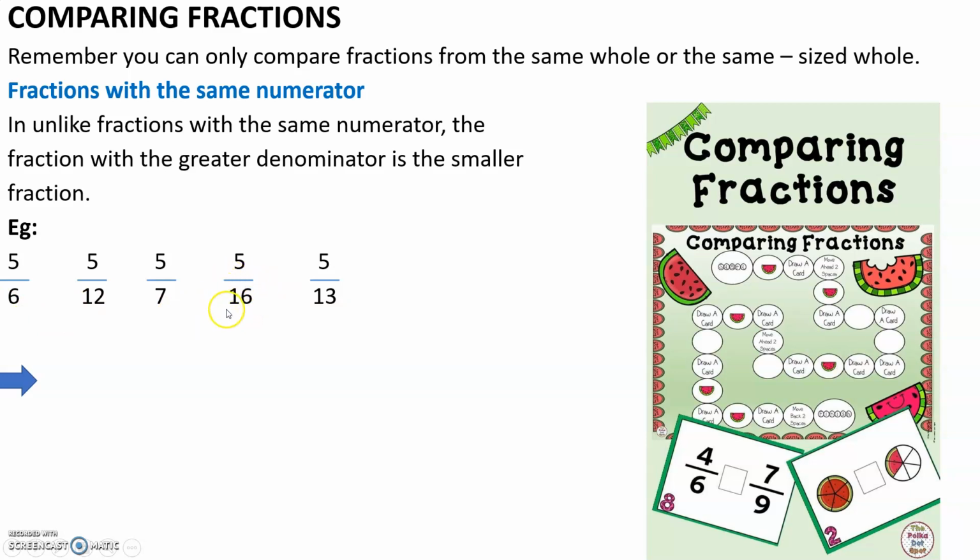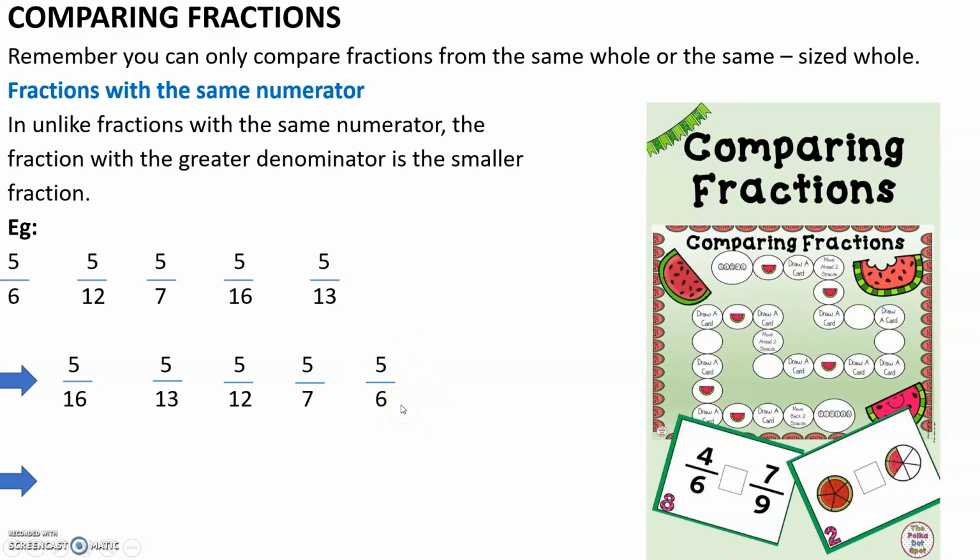16. So this 16 will be the smallest number. So here in numerator we'll write 5 first upon, then first will come 16, then 13, then 12, then 7 and lastly 6. So see, 5 upon 16 is the smallest fraction, then 5 upon 13, 5 upon 12, 5 upon 7 and 5 upon 6. Now this 5 upon 6 will be the highest fraction.